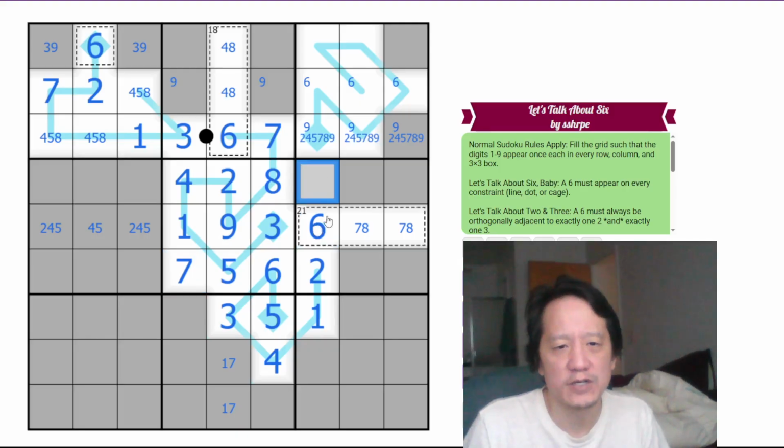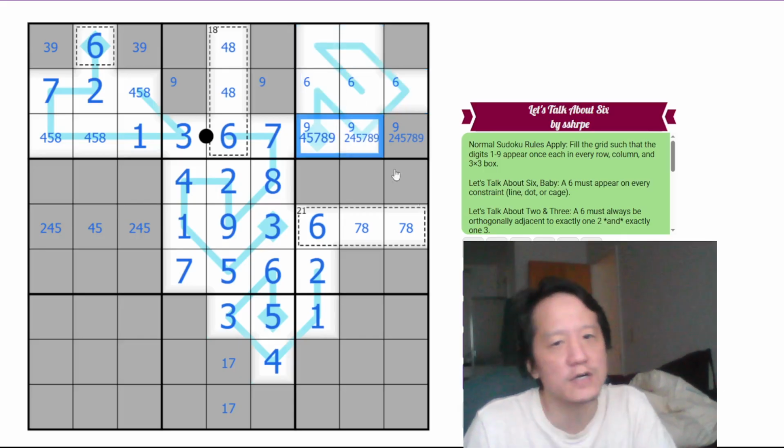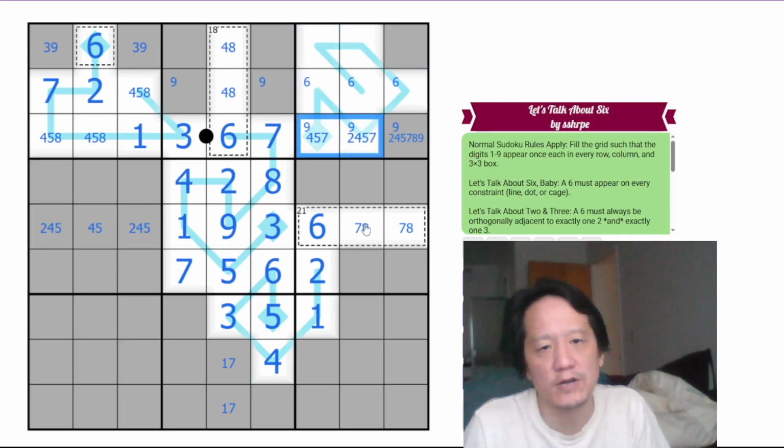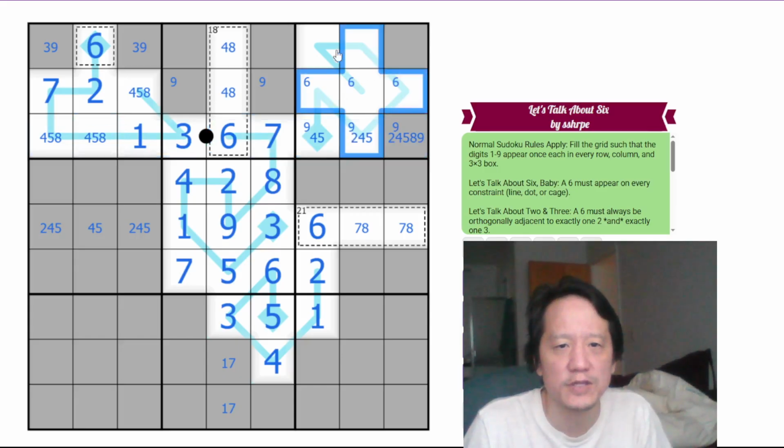6 cannot be next to another 3. This can't be 2. Okay, so this is 1, 2, 3, 4, 5, 6, 7 in size. So this on this index line cannot be 8 or 9. It can't be 7 here because of the 7 in the row. We know there's a 2. The 2 can only be on the index line, right?